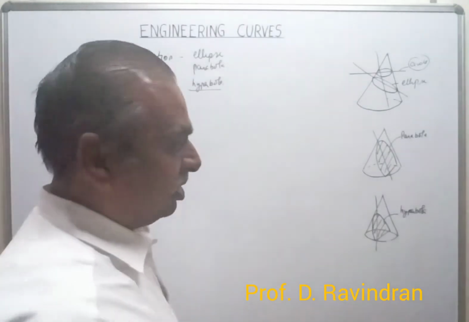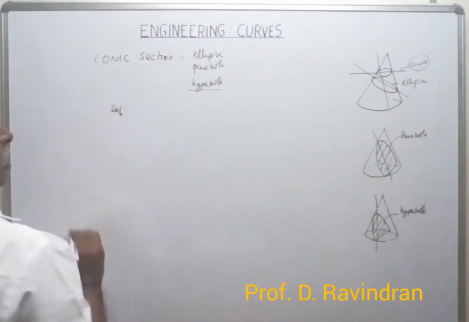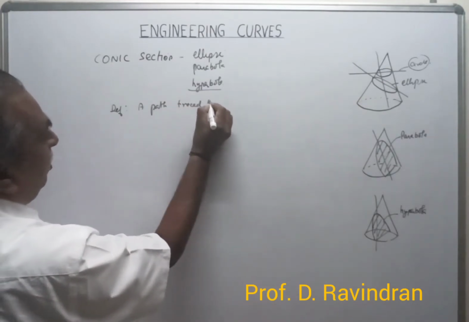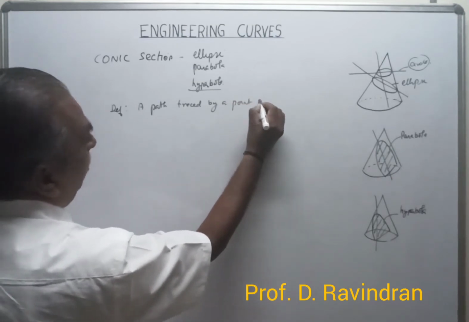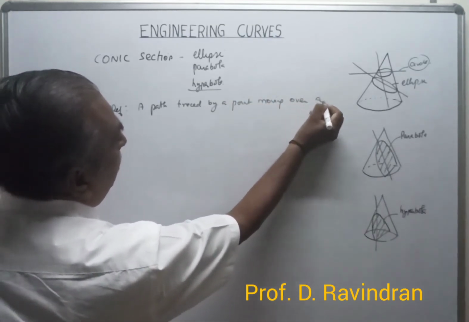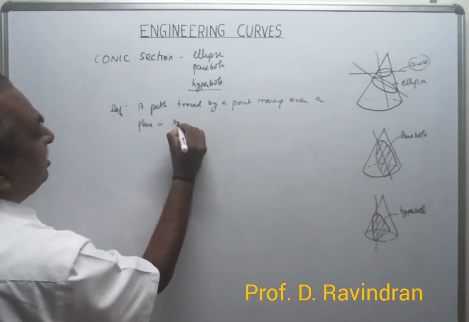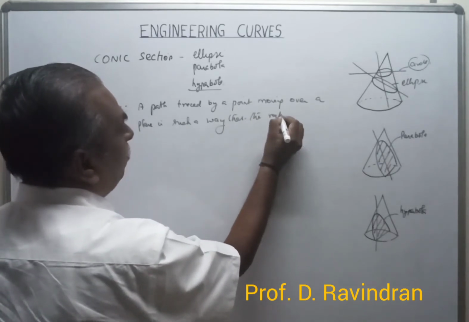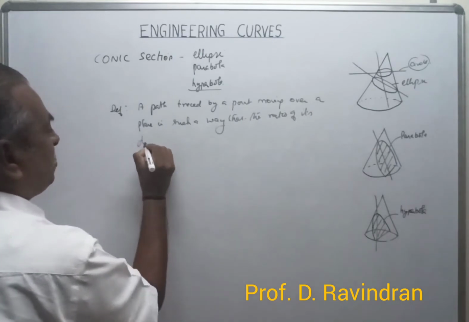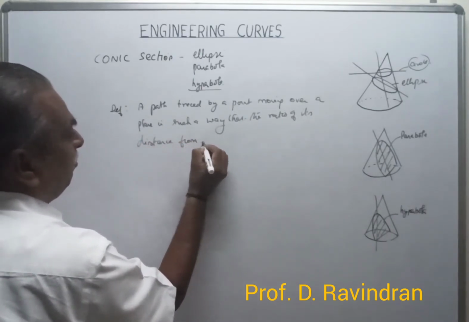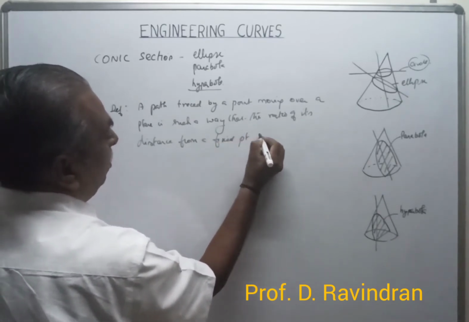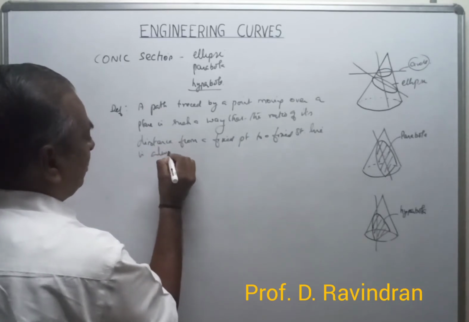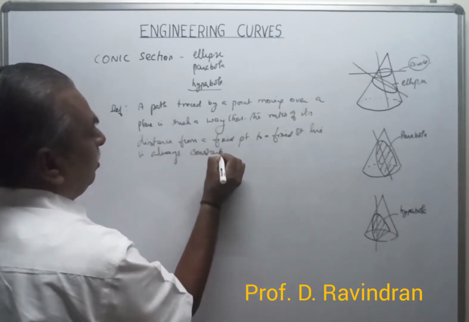Now, there is a general definition for conic sections. The general definition of a conic section is a path traced by a point moving over a plane in such a way that the ratio of its distance from a fixed point to a fixed straight line is always constant. This is the general definition.